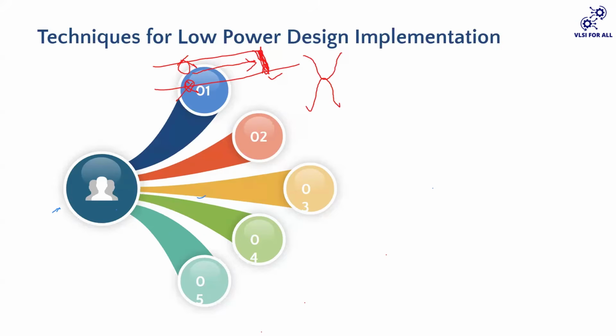Flops and latches are something different, right? A latch works on level, while a flop works on edges, correct? This is the main difference. You would have written a 5 marks answer on the difference between flops and latches, correct?